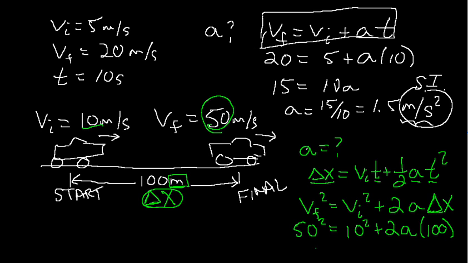All right, so now we can solve this. You're going to square 50, subtract 10 squared, which is 100, and then 2 times 100 is 200, so you divide the whole thing by 200 to find the acceleration. Your acceleration, whatever that turns out to be, is going to be meters per second squared. This is important to remember: put the units correctly where they belong. All right, so let's try another problem.